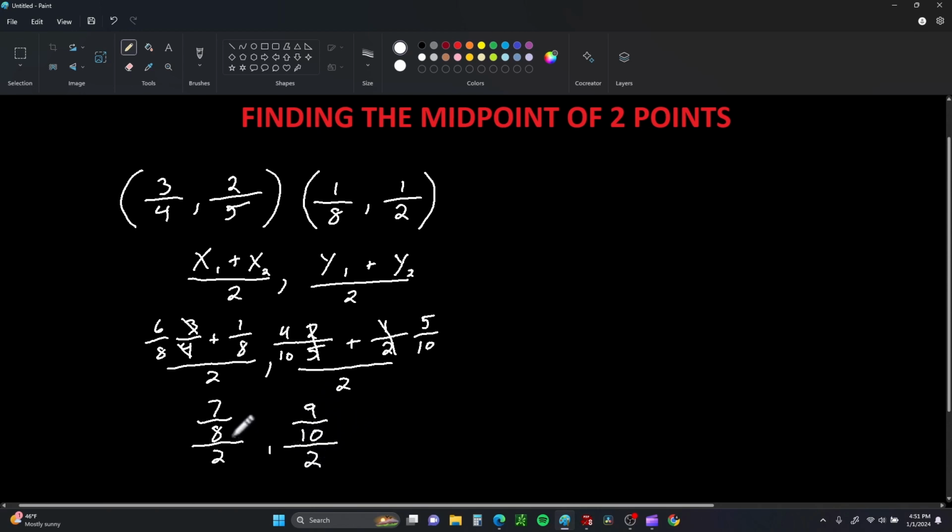So in order to cut a fraction in half, you can either double the denominator or you can cut the numerator in half. So this would become 7/16, comma, and same thing here. I don't want to cut this, and I'd have a decimal in the numerator. So I'll just double the size of the denominator, so I get 9/20. And that one's done.